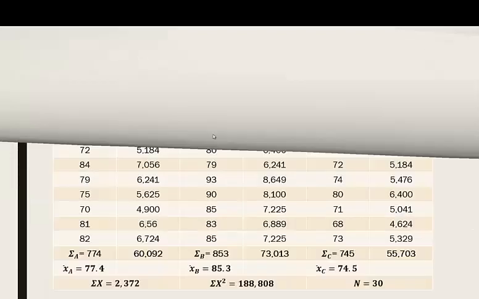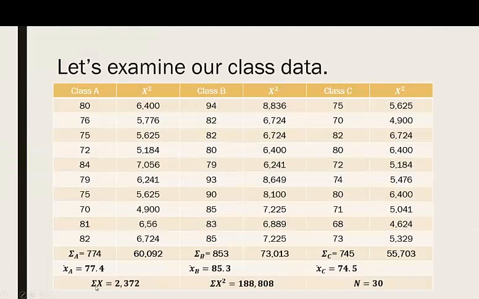So let's go back to our table real fast. So here's the sum of our scores, 2,372, and that's simply adding every score in all groups. And the sum of our squares was 188,808, and our n is 30.